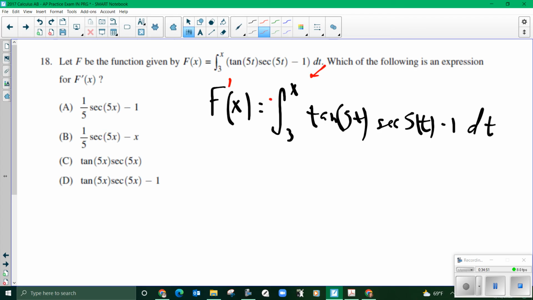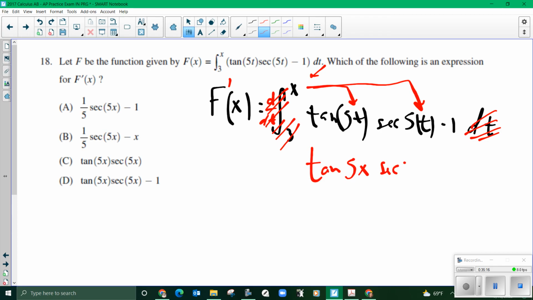The derivative and integral are like opposites. They just cancel. And all I'm going to do is put an x in where my t's were. This goes bye-bye with a derivative. That's part of the integral. It's the dummy variable. Okay, so the answer is tan 5x secant 5x minus 1. Boop. D. Simple.